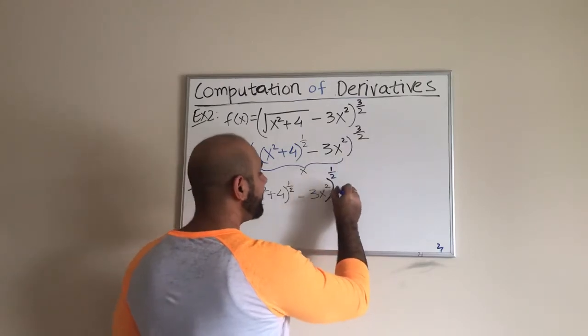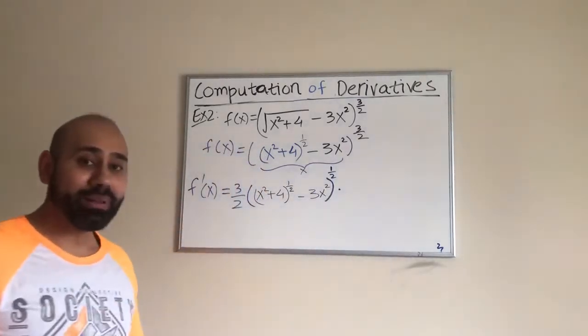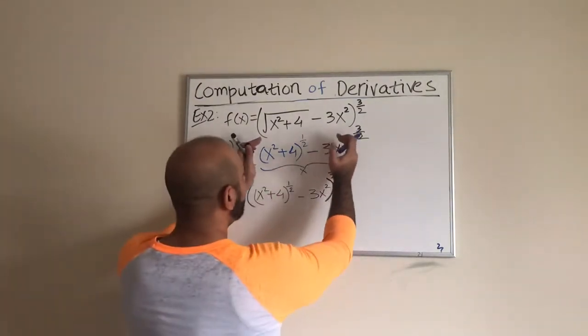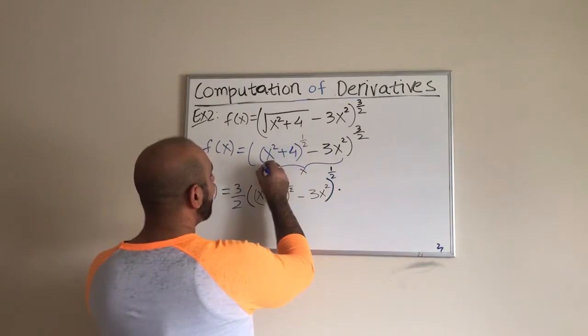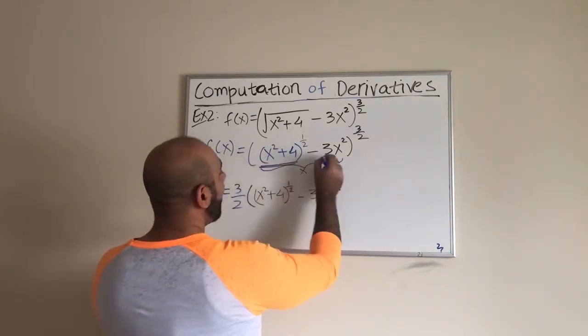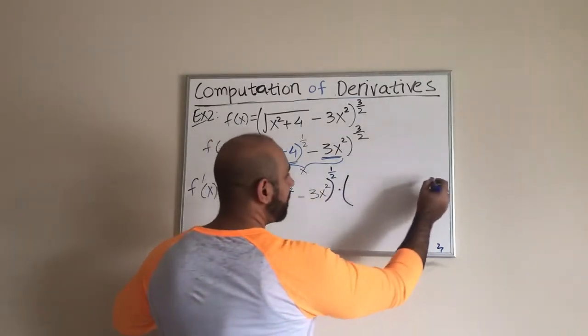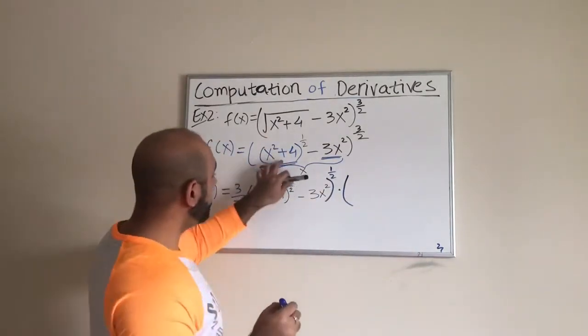And then guys, there's this extra piece. We have to multiply by the derivative of the inner piece. So in this case, I have to multiply by the derivative of this and the derivative of this, right? So in parentheses, I have to do the derivative of this first.